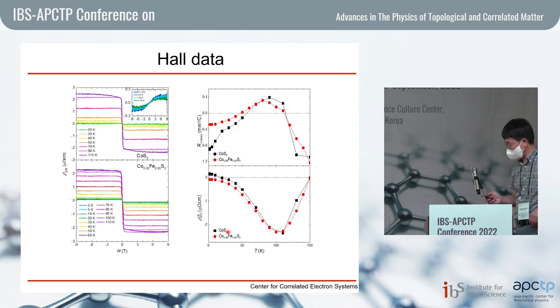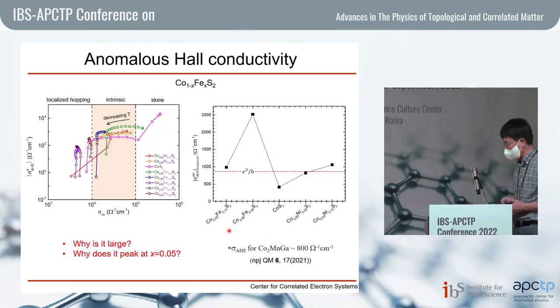Now, we grew many other samples with different dopings. And here we plot sigma XX, longitudinal conductivity, versus anomalous Hall conductivity. And these are all the samples we grew. Some with iron substitution and some with nickel substitution. And in this direction, for a particular sample, we are lowering the temperature. Then this has a temperature dependence like this. And my understanding is this flat part really represents the intrinsic part of anomalous Hall conductivity.